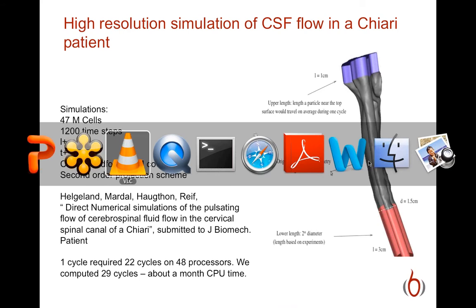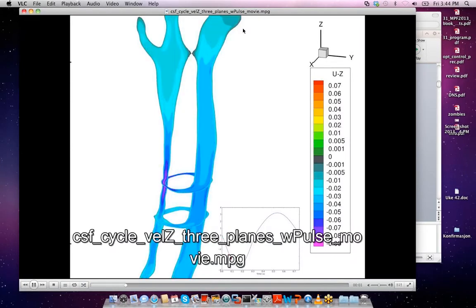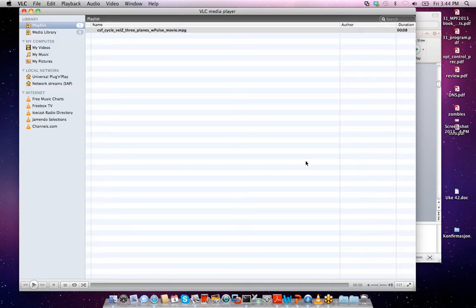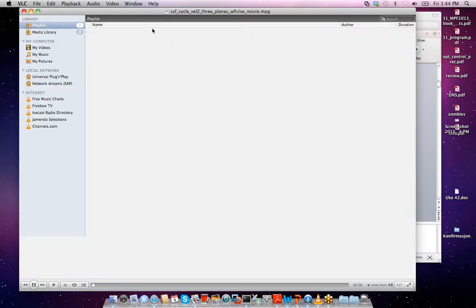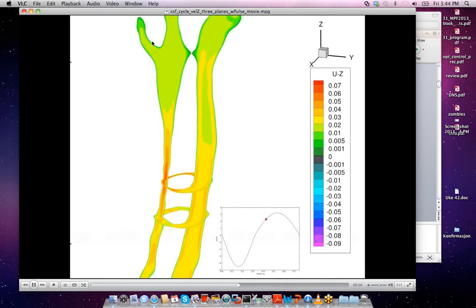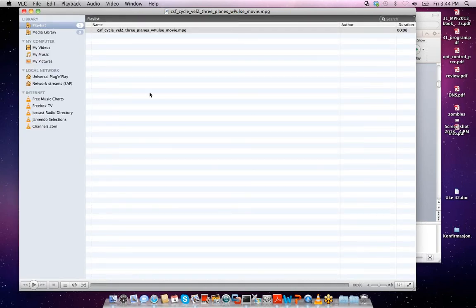I just want to show you a movie. This is a movie of the flow. Here you have a coloring of the velocity, and you see in this movie it seems that the flow is fairly laminar. You see all the features here are relatively smooth. So we were not altogether happy with this result because it was so smooth.